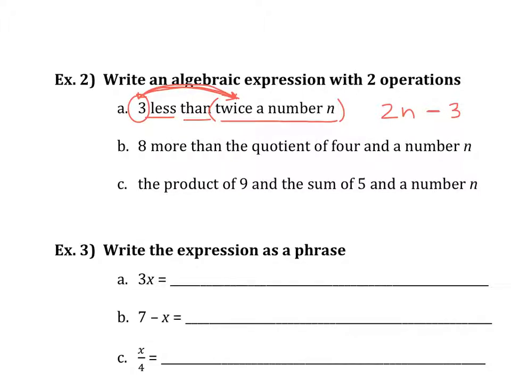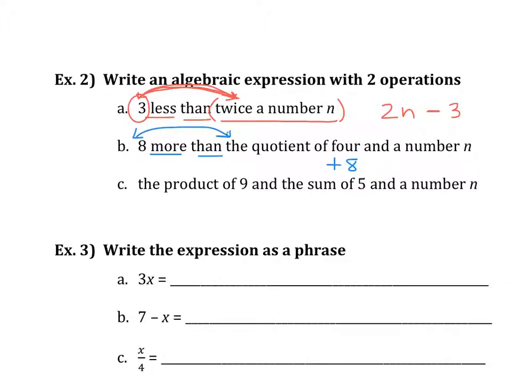Letter B there. Is 8 more than the quotient of 4 and a number n? Again, it's more than. So what do we have to do with it? Switch it, right? So 8 is going to go at the end. What is more than? Addition. So you're going to put a plus in front of that, because these are going to get flip-flopped.